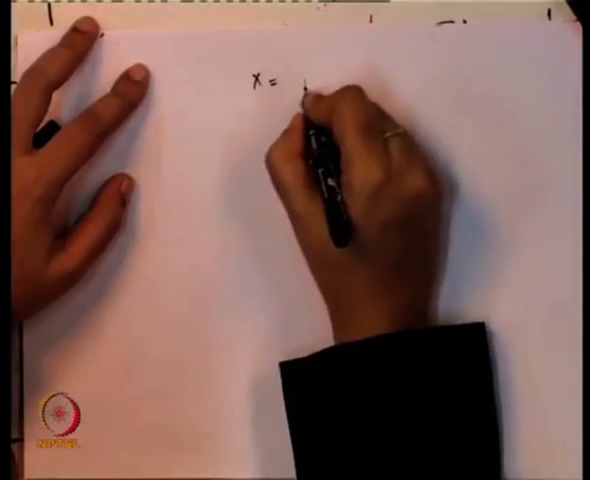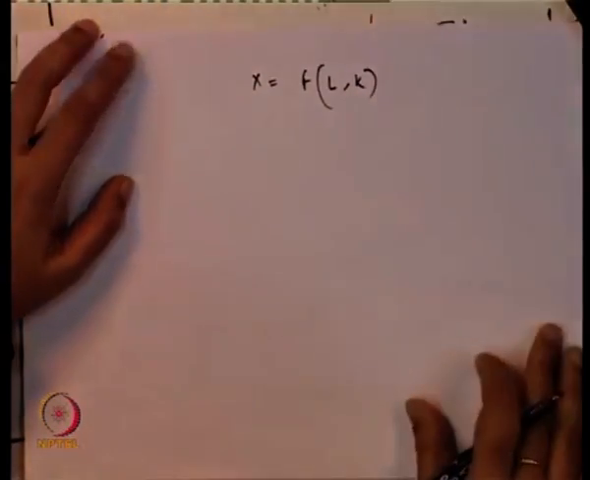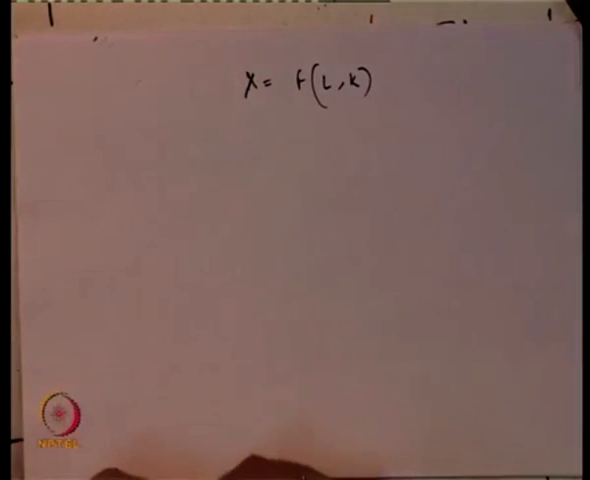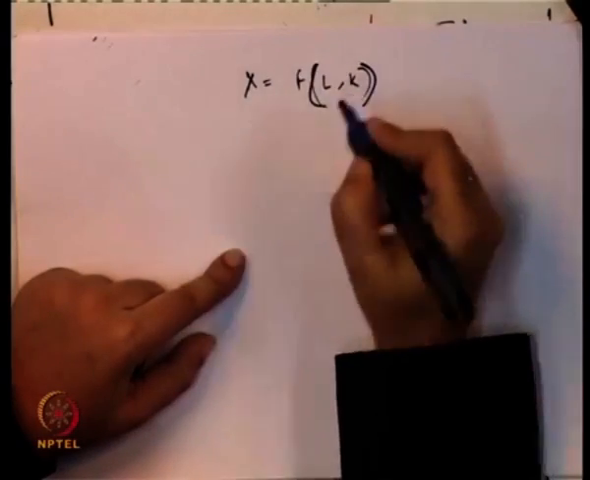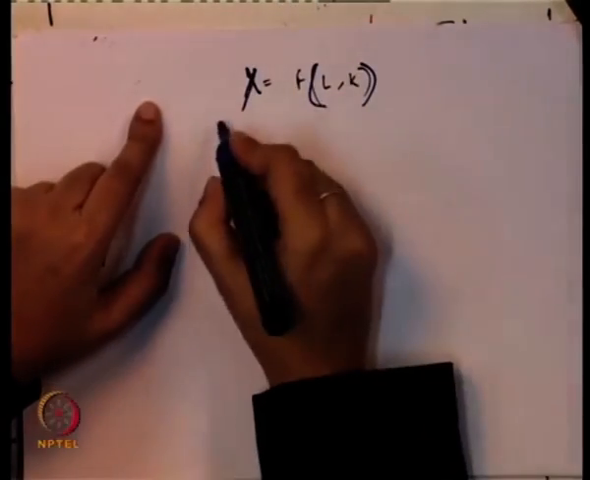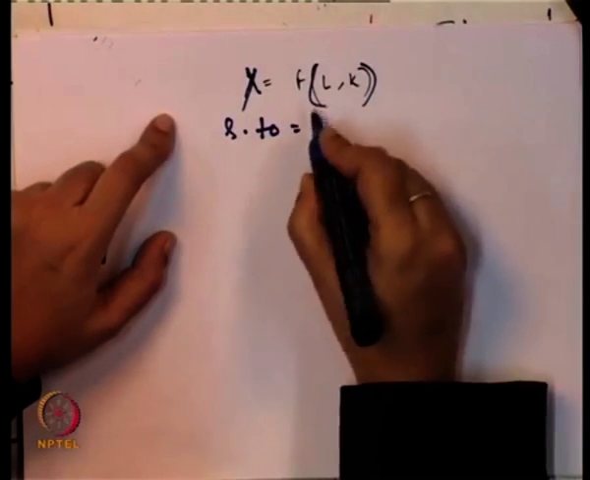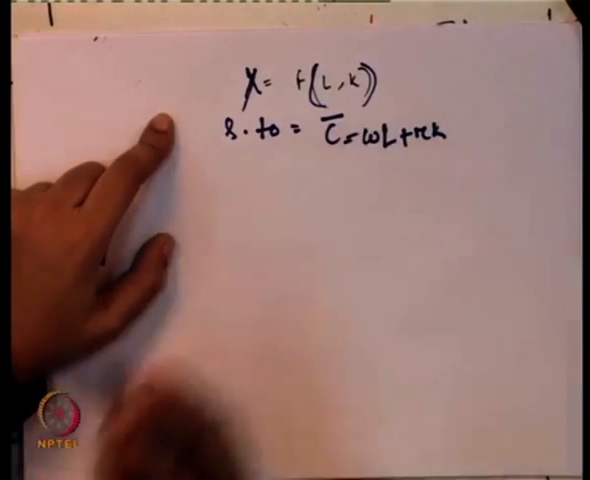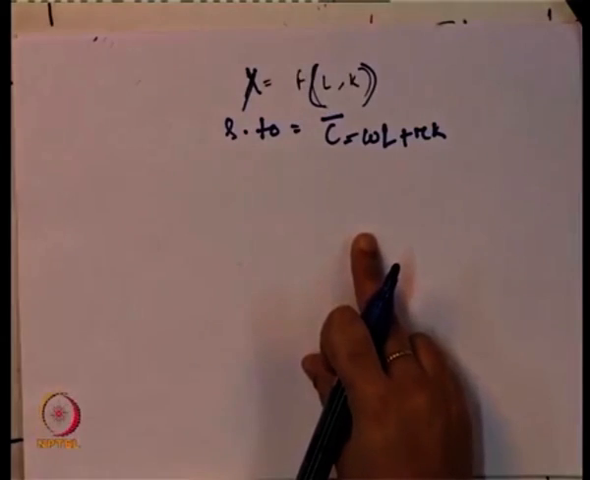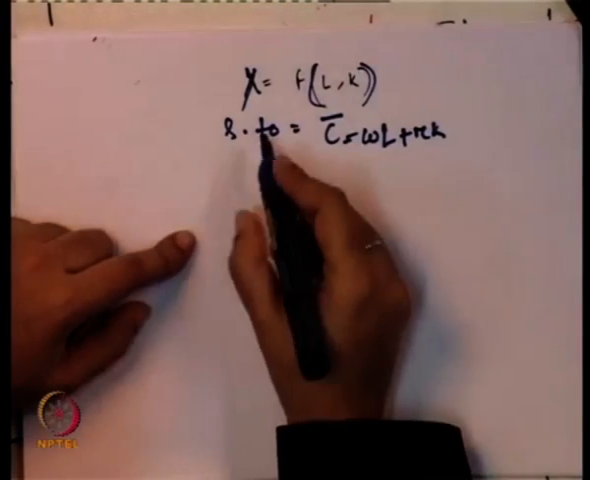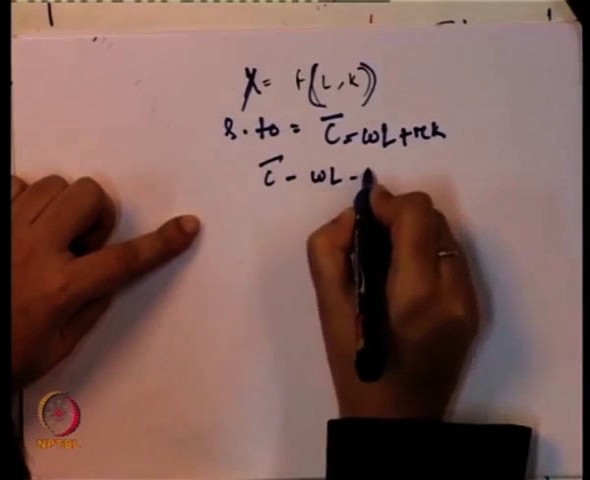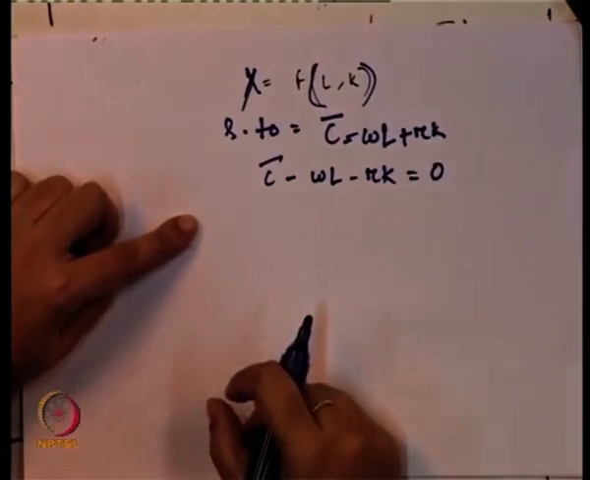So, if this is the production function, where x is a function of labor and capital, how can we find out the equilibrium condition? Now, here there is a constraint, subject to C bar equal to W L plus R K. If you remember, this is your isocost. Now, if we rearrange this constraint, it becomes C bar minus W L minus R K, which has to be equal to 0.